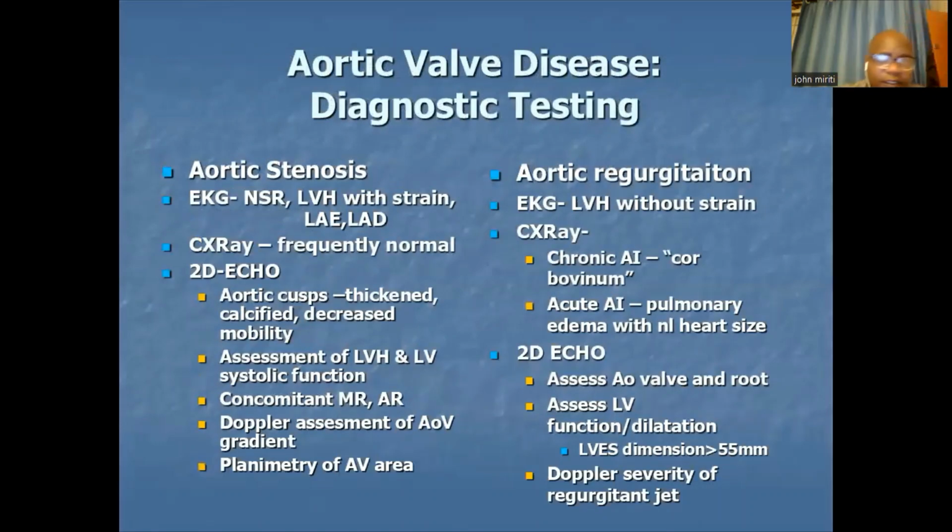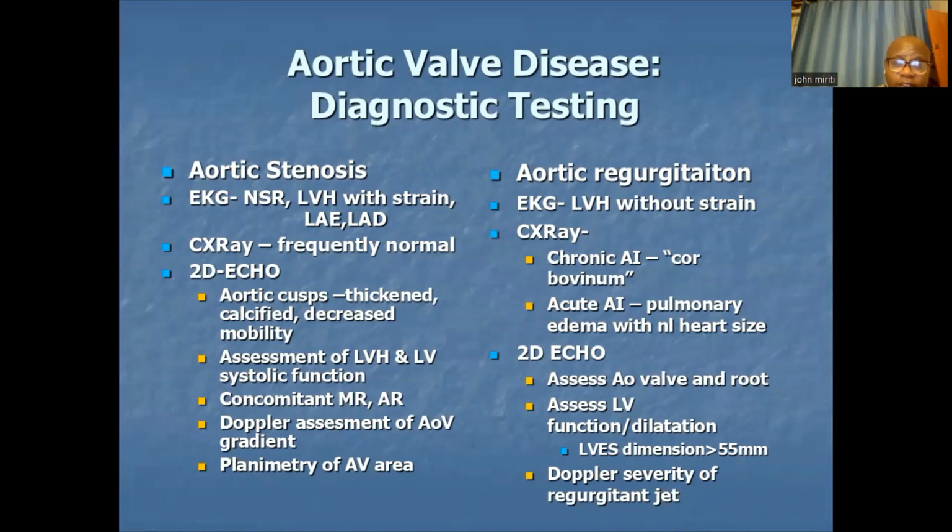Let us look at aortic valve disease and diagnostic testing. So for aortic stenosis, you do an ECG, which can show left ventricular hypertrophy with strain, and also left atrial enlargement and left atrial dysfunction. You can do a chest X-ray, which is frequently normal in this type of patient with aortic valve disease.